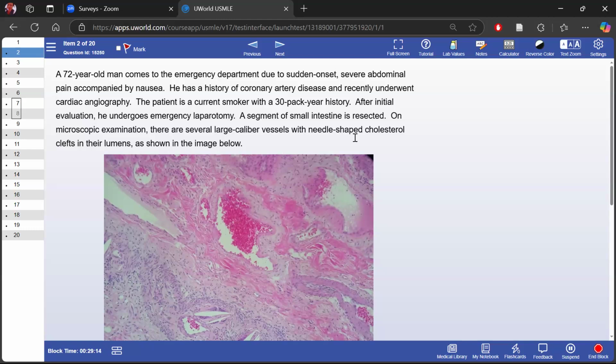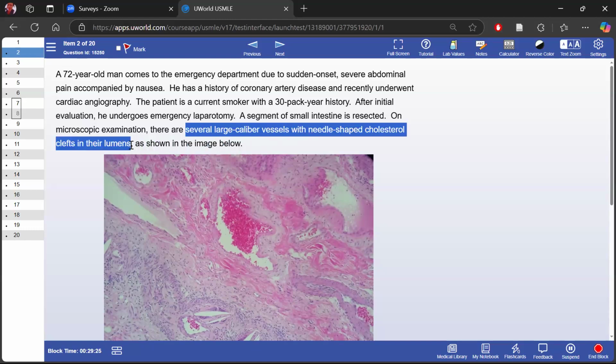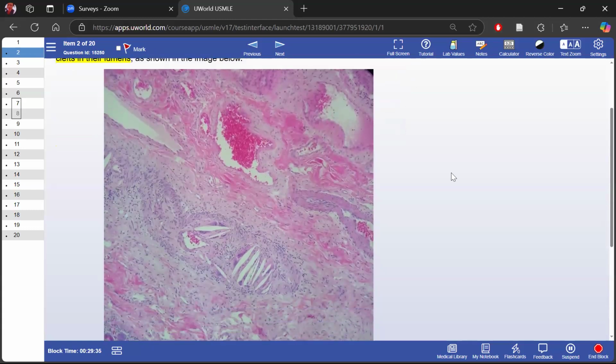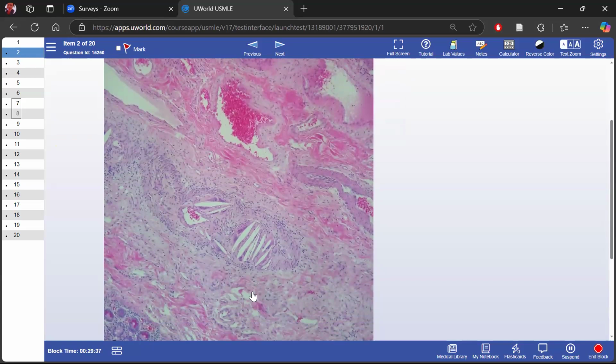The findings say that on microscopic examination, there are several large caliber vessels with needle-shaped cholesterol clefts in their lumens. So there are cholesterol clefts in the lumen of arteries. And look at this picture here.